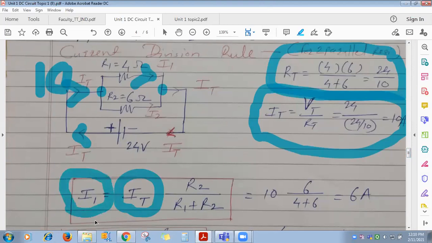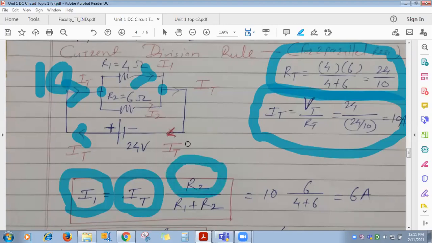I1 is flowing through which resistance? R1. R1, that is 4 ohm. So across R1, 4 ohm, which is the parallel resistance? R2. So that you have to take in the numerator.